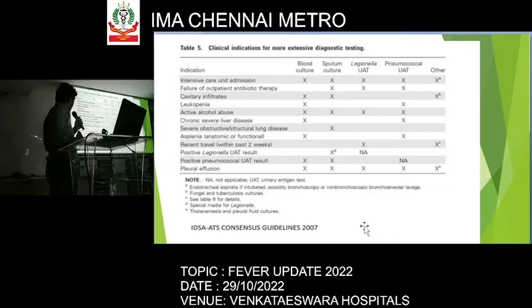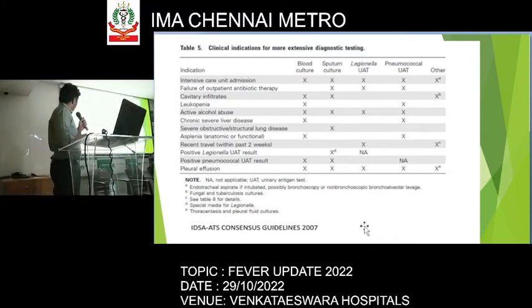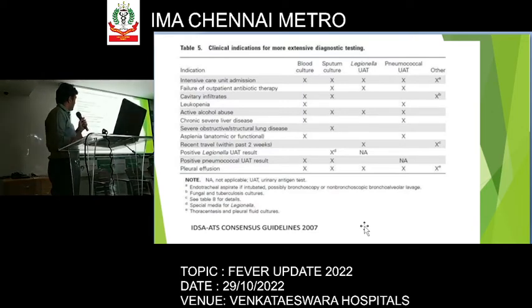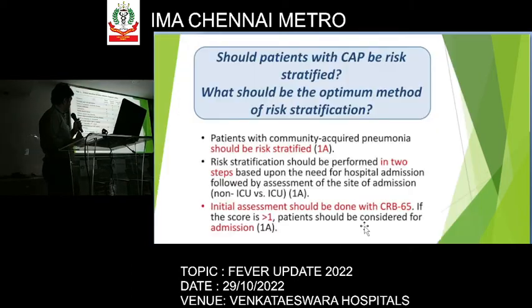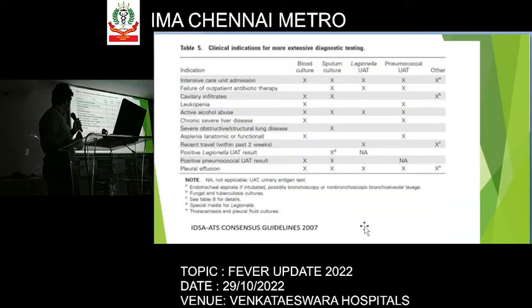If a patient is admitted to intensive care, we need to do blood culture, sputum culture, Legionella and pneumococcal antigens, and others like ET tube aspirate for culture or bronchoscopic bronchial washings when the patient is intubated. If a patient has failure of outpatient antibiotic therapy, we go for sputum cultures and assessment of Legionella and pneumococcal antigen. In a cavitary infiltrate, we look for blood cultures and sputum cultures, along with fungal and tubercular studies.